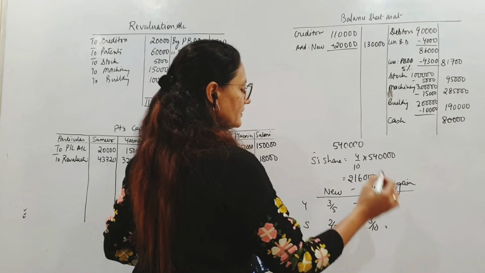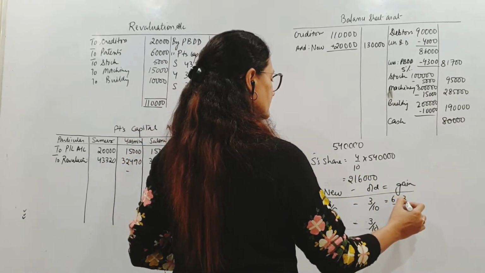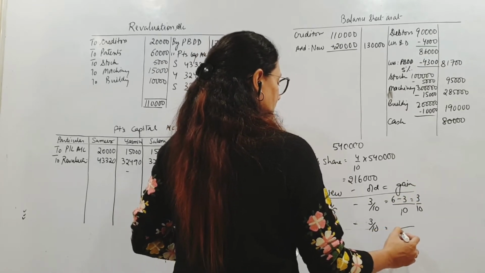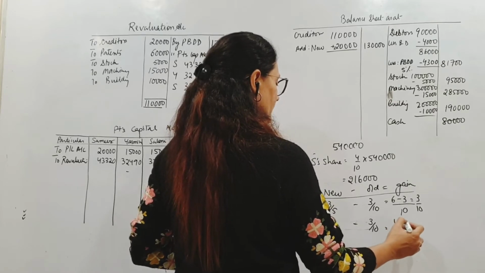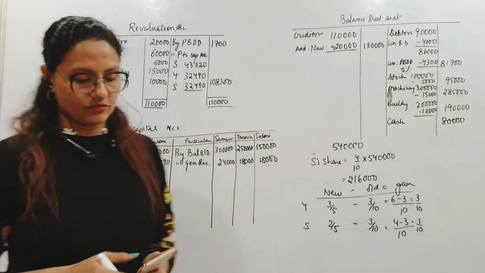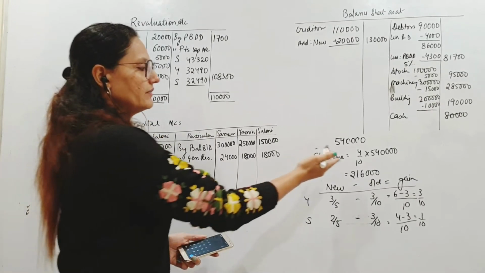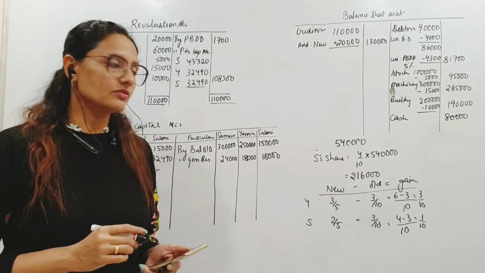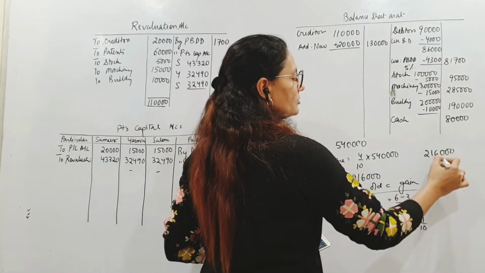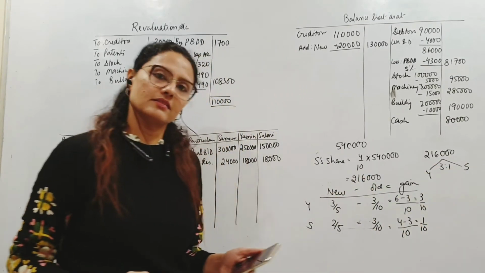Let us see if they are gaining. 6 by 10 minus 3 by 10, 3 by 10 is his gain. And 4 by 10 minus 3 by 10, 1 by 10 is the gain. So the gaining ratio is 3:1. Alright? If they are gaining in the ratio of 3:1, they will compensate Samir in the ratio of 3:1. So this goodwill has to be divided in the ratio of 3:1 between Yasmin and Saloni.